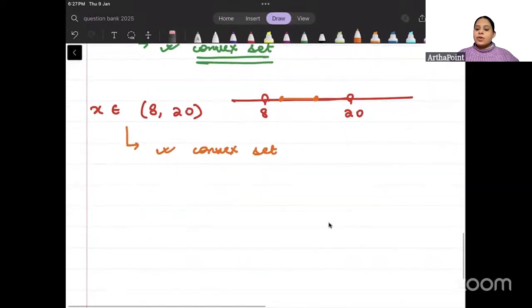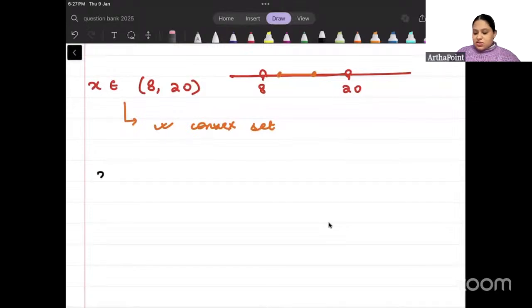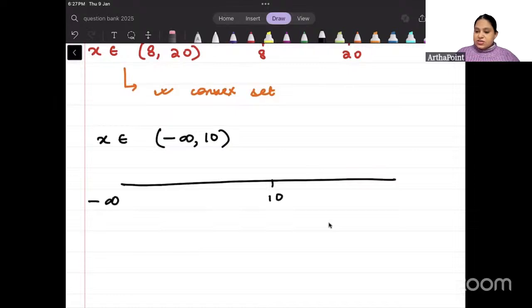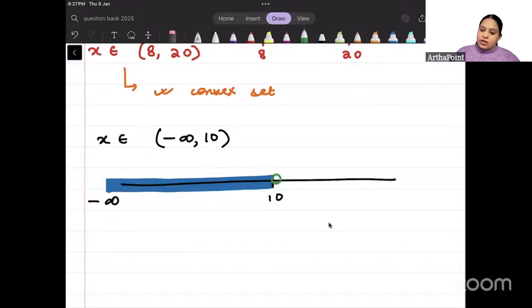Right? Suppose I give you the domain as minus infinity to 10. So where am I coming at? Everything from minus infinity, this entire thing, is my number line, up to 10, with 10 not included. Again, I take any 2 points, I join them with a line segment, and the line lies completely within the set. This is also a convex set.